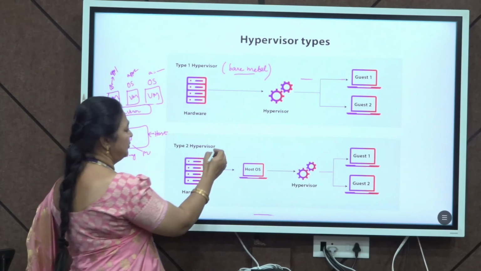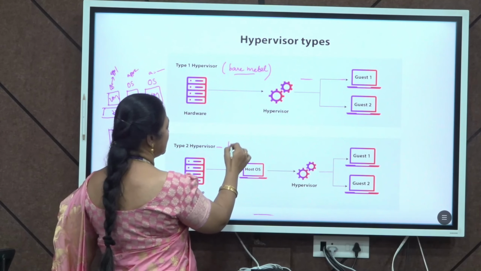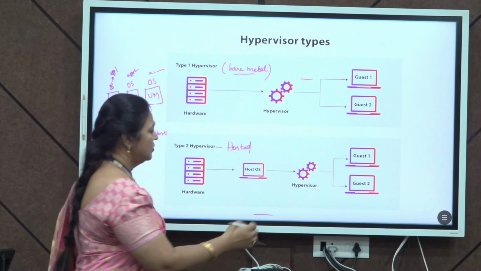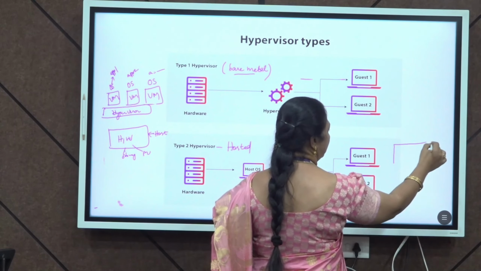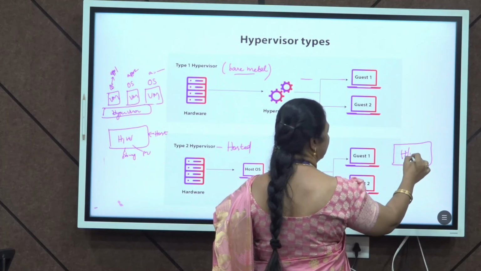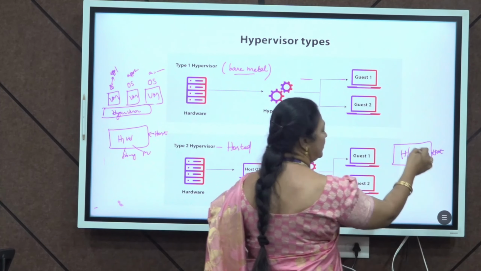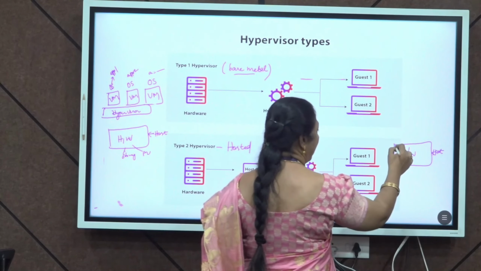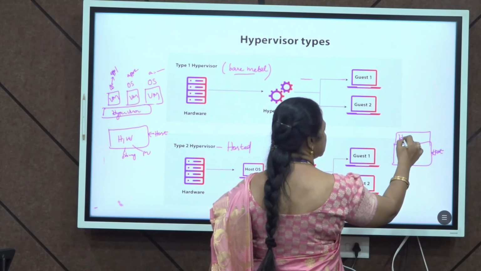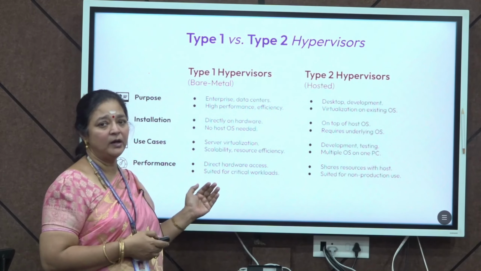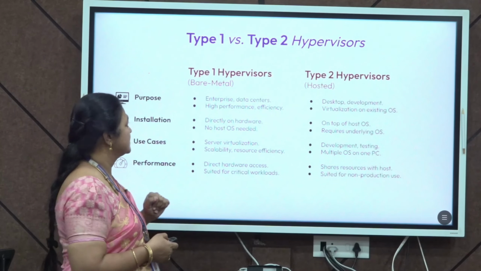And what is a type 2 hypervisor? It is also called a hosted hypervisor. In a hosted hypervisor, of course, we have the hardware, and this hardware we call a host. On top of this hardware we have a host operating system. We will see the differences between type 1 and type 2 hypervisors.